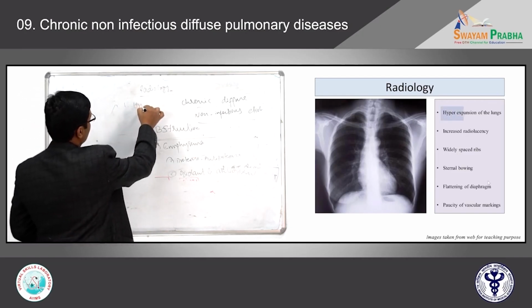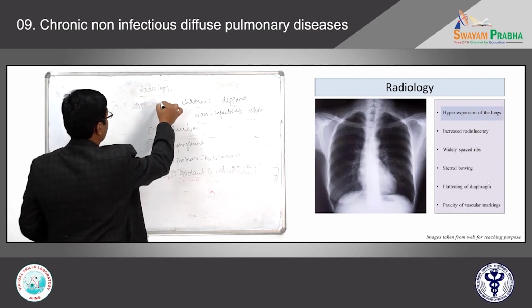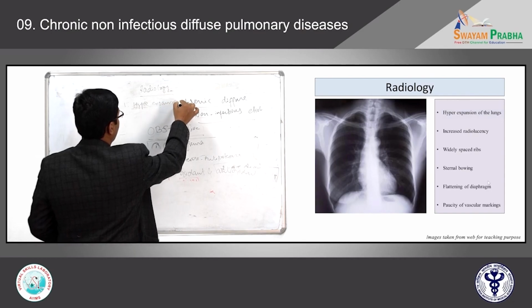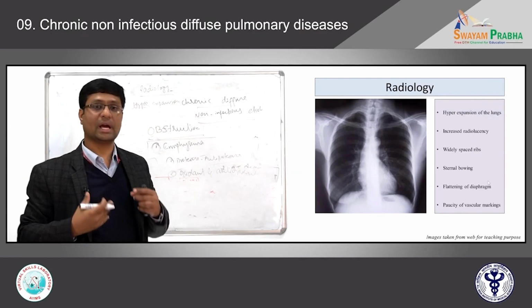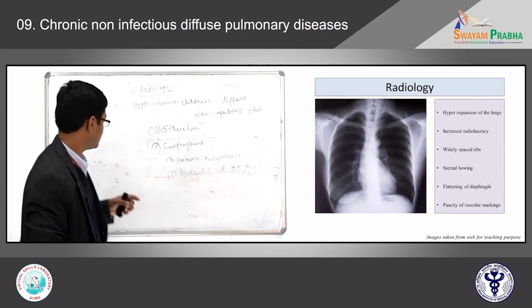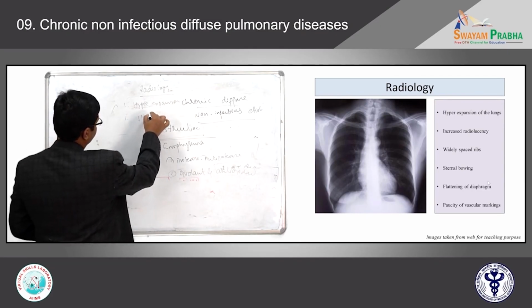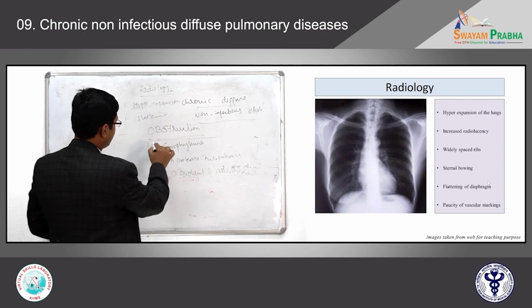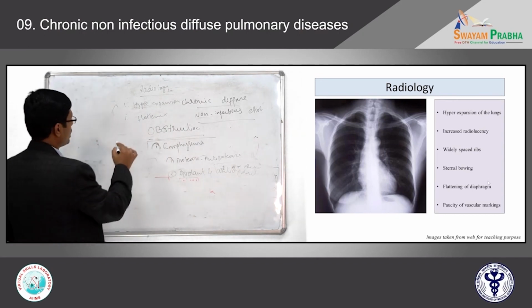Hyperexpansion of the lung. You can see in this picture, radiology. When the lung is hyperexpanded, what can happen? It pushes the diaphragm downwards, so the diaphragm will become flattened. Flattened diaphragm, then it covers the normal cardiac shadow.